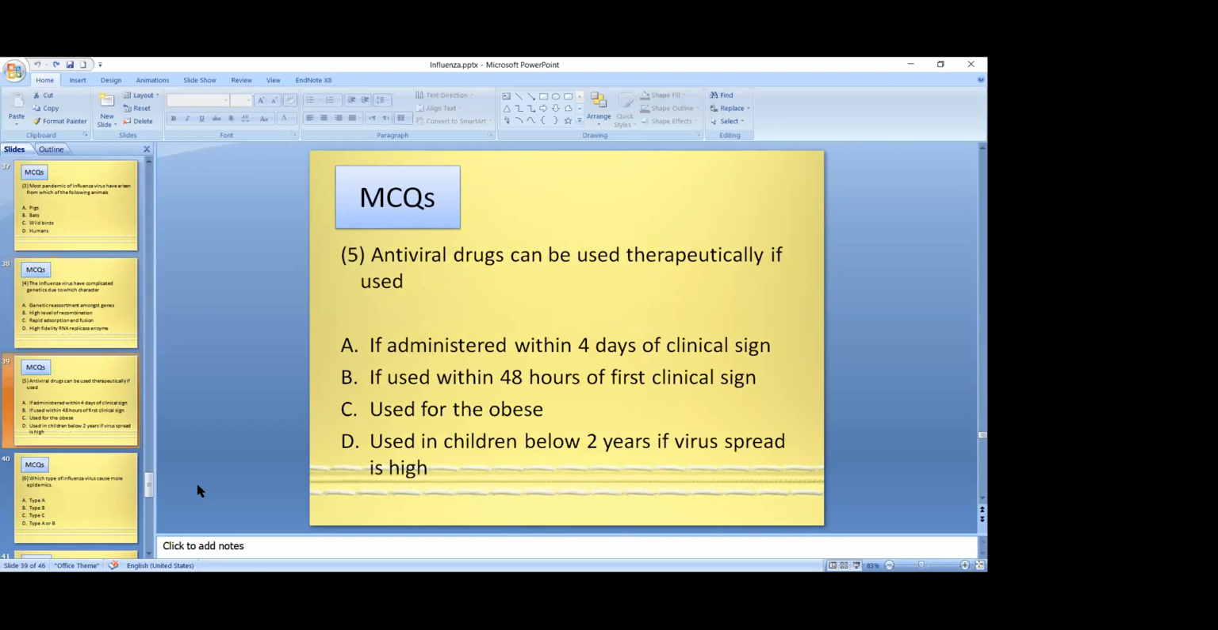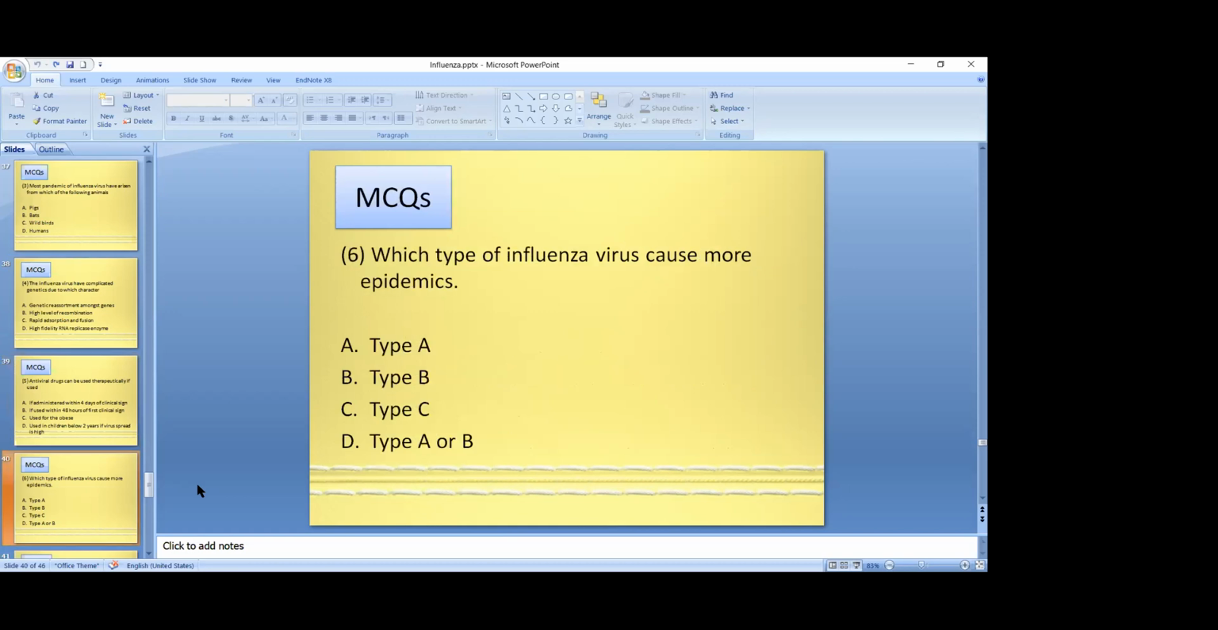Antiviral drugs can be used therapeutically if administered within 4 days of clinical sign, if used within 48 hours of first clinical sign, used for the obese, or used in children below 2 years if virus spread is high. Correct answer is B: if used within 48 hours of first clinical sign.